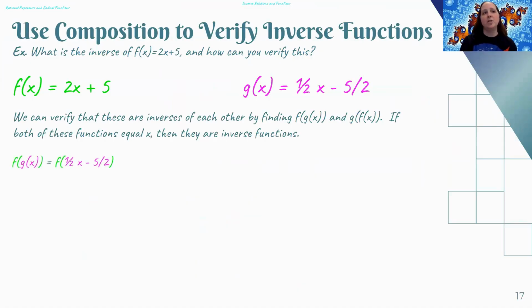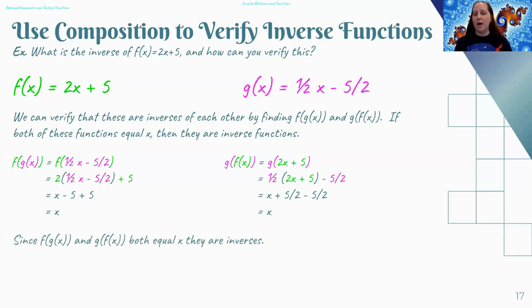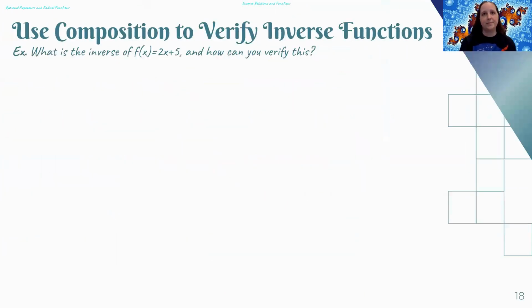So f of g of x, so f of 1/2 x minus 5 halves. Again, I'm substituting that value in for my x value. So I get 2 times 1/2 x minus 5 halves plus 5, which gives me x minus 5 plus 5, which gives me just x. And then g of f of x, so g of 2x plus 5. Again, I'm substituting in for x. I get 1/2 times the quantity 2x plus 5 minus 5 halves. So that gives me x plus 5 halves minus 5 halves, which gives me just x. Since f of g of x and g of f of x both equal x, they're inverses of each other.